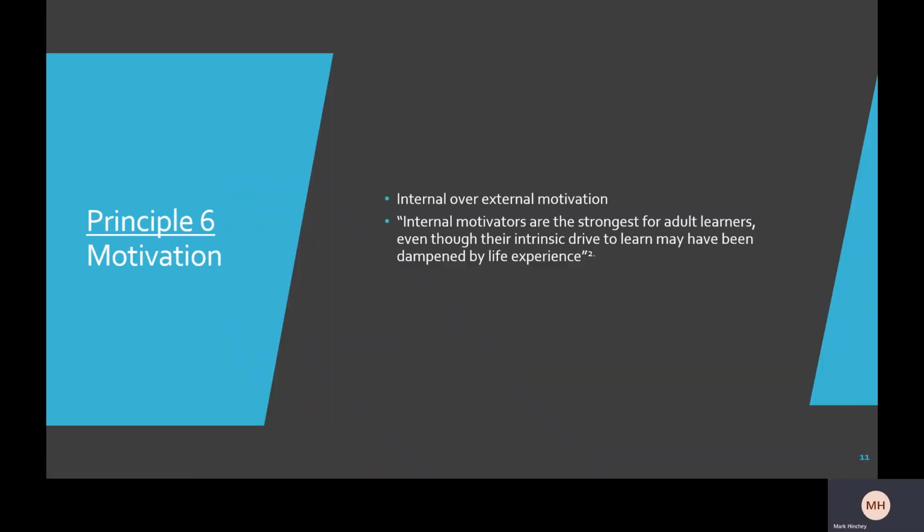Principle 6, it's the last principle. There are different ideas out there which advance the principles further: 7 principles, 8 principles. When Malcolm Knowles first started and published his work, he looked at 5 principles. It was only later that he added principle 6, motivation. So with principle 6, motivation, internal over external motivation.